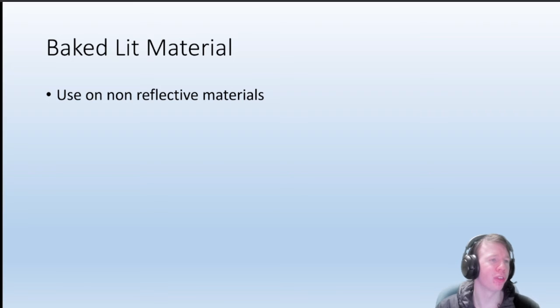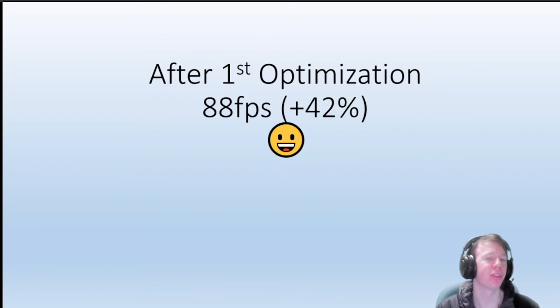Unity has this baked lit material, which is a much cheaper shader. On any non-reflective materials in the scene that are using baked lighting, we use this, and this gets us to the frame rate that I want, which is 90 frames per second.